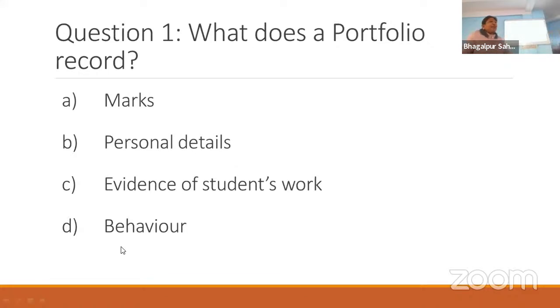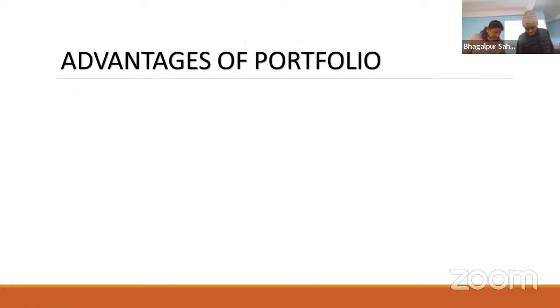So what does a portfolio record? Fast teachers, we are waiting for the answers. Yes, the answer B, personal detail. C, evidence of students' work. Yes. So now it is time to show the answer. Every participant school is requested to join actively. Whenever a question is asked during the session, you must put the answer so that we can understand your participation actively. Okay, so now it is time to show the answer. The answer is C. You are absolutely correct.